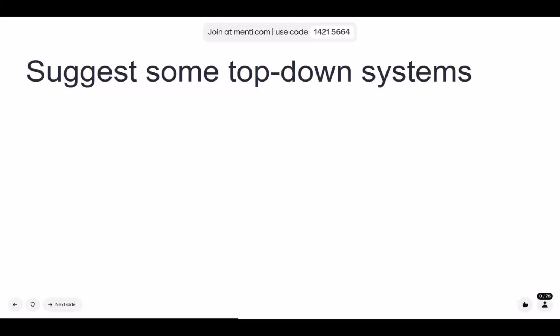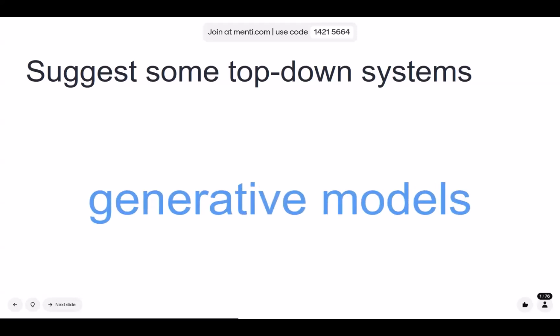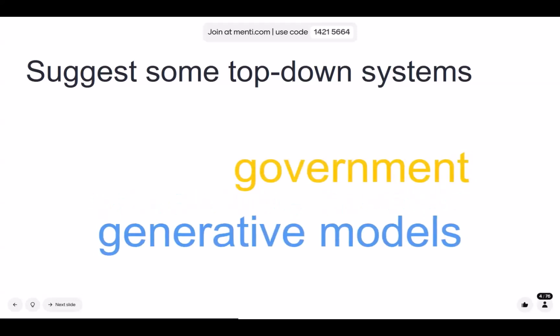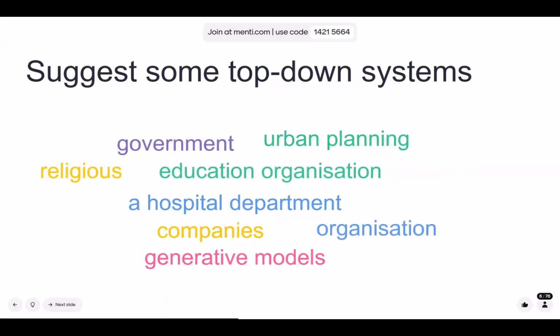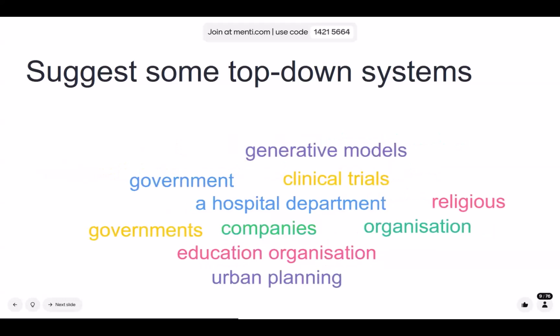Now, remember, there are no right or wrong answers. What are some top-down systems? Obviously, you could say an engine or a military unit, but maybe you have some other ideas. Maybe some of the topics that you already work on. Generative models, yeah, exactly. Okay. Hospital departments, companies, religions, governments, urban planning. Yeah, these are some great examples.